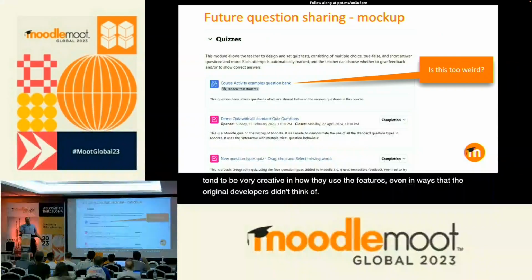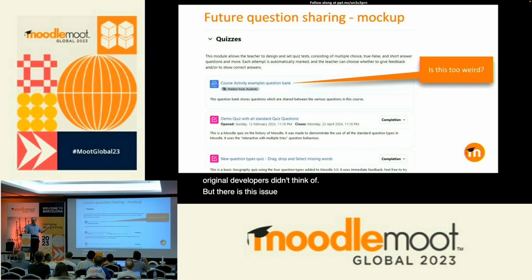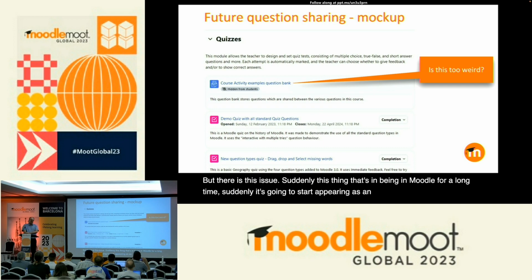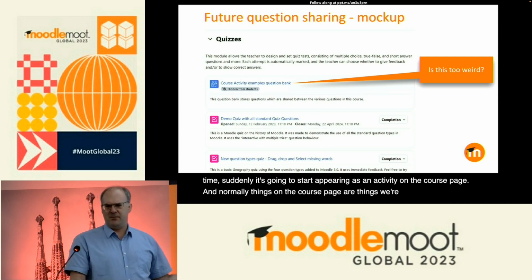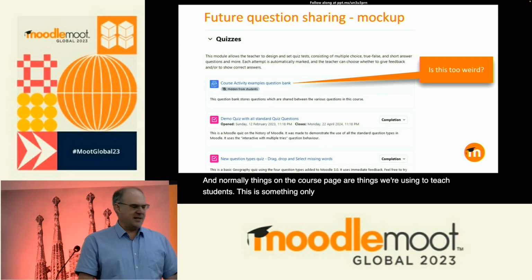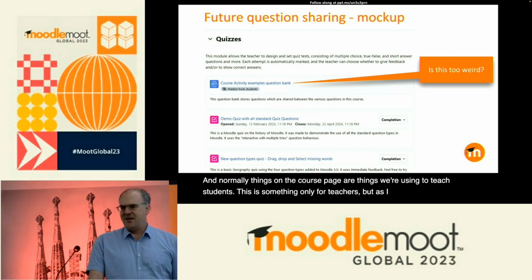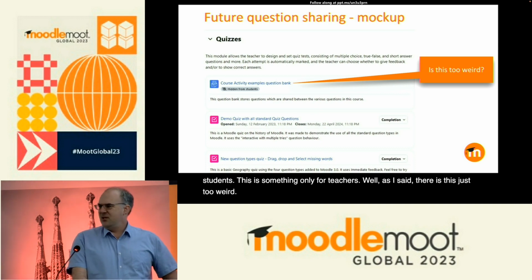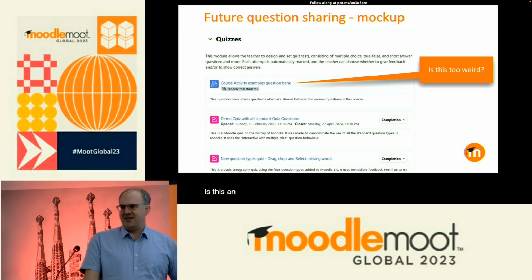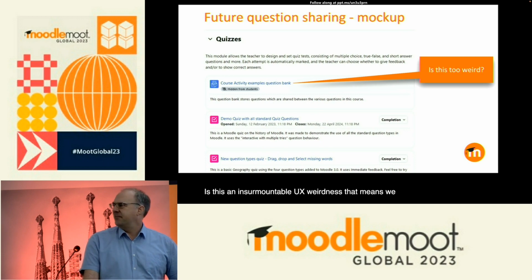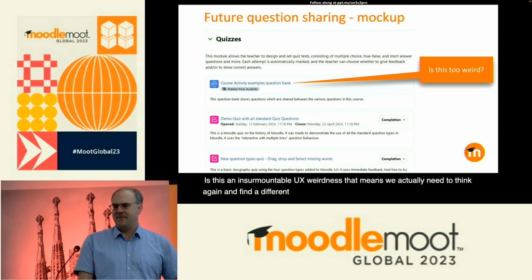But there is this issue: this thing that's been in Moodle for a long time is suddenly going to start appearing as an activity on the course page. And normally things on the course page are things we're using to teach students. This is something only for teachers. Well, as I said there, is this just too weird? Is this an insurmountable UX weirdness that means we actually need to think again and find a different plan? That is the fundamental question.